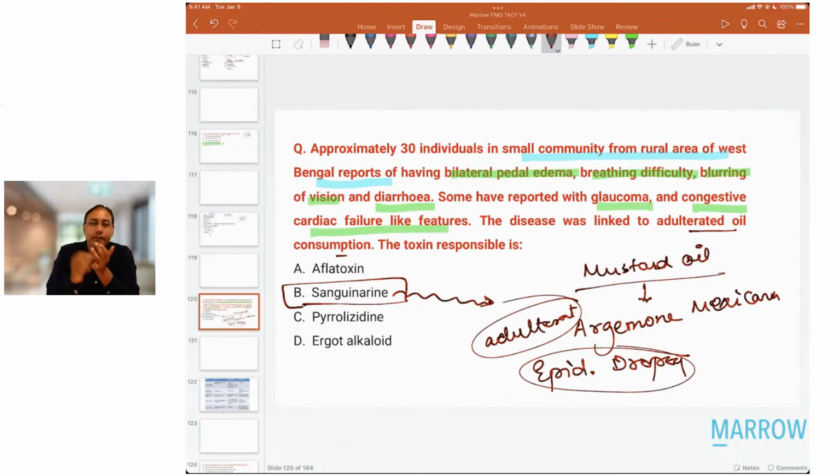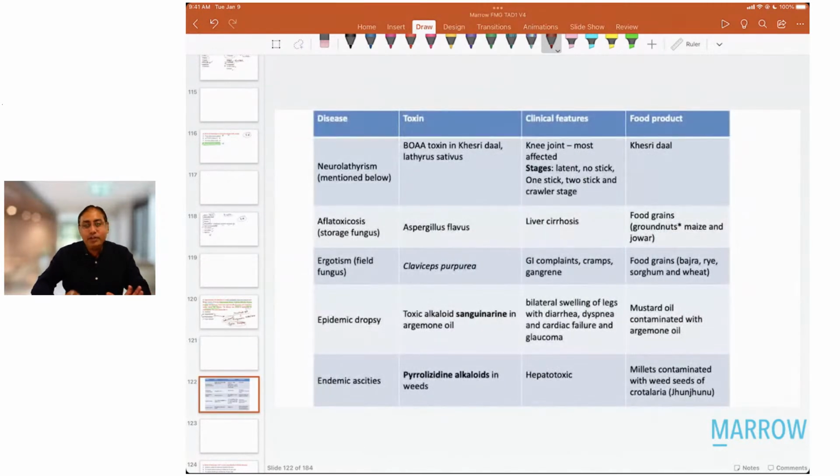And last is the very characteristic clinical features of epidemic dropsy. What are the characteristic clinical features? There is water in the eyes, glaucoma. There is water in the heart, congestive cardiac failure. There is water in the legs, pedal edema. There is water in the stools also, that is diarrhea. So make sure you get this question right. Very frequently you get questions.